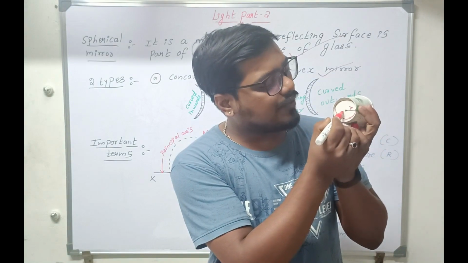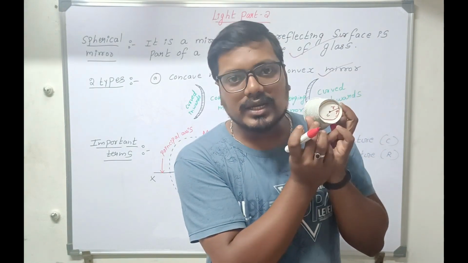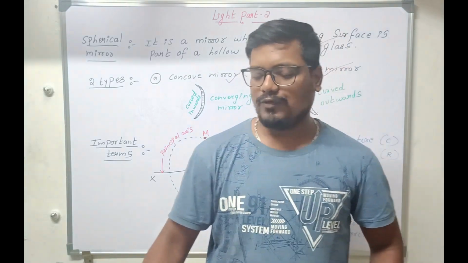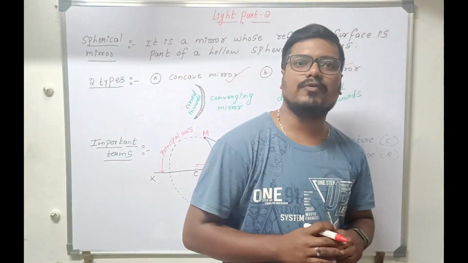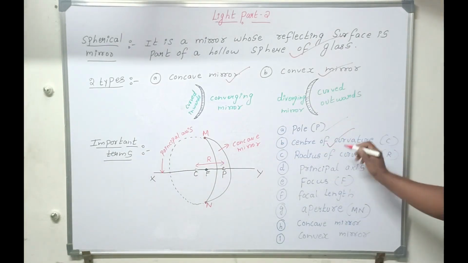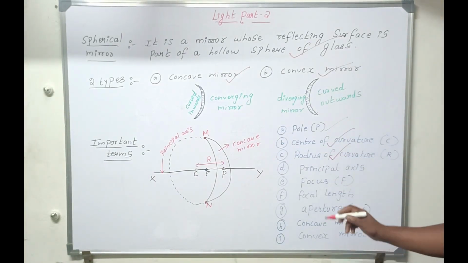The distance between C and P, that is from the center of curvature to the pole, is called radius of curvature. Got my point? What is the meaning of radius of curvature? We got to know the pole, we got to know the center of curvature, we got to know radius of curvature, we got to know the principal axis.